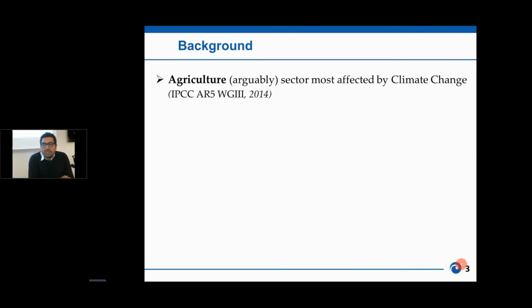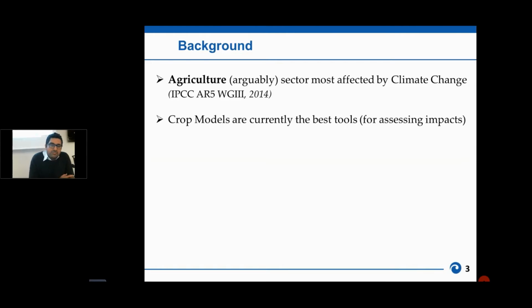Okay, so I don't think we need to justify further why agriculture is probably the sector which is likely to be most affected by climate change in the future. This has been emphasized strongly in subsequent Intergovernmental Panel on Climate Change Assessment reports. Arguably, it's one of the key sectors. And in order to assess the impacts of climate change on agriculture, researchers typically use crop models, which are currently the best tools available for us.